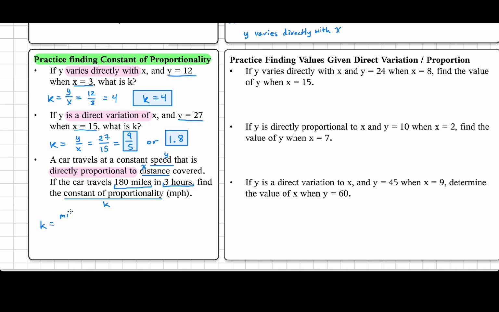So if I set up miles per hour, then the miles that were driven was 180 miles, driven in 3 hours. When we do the math on that, 180 divided by 3 gives us 60. So our k is 60 miles per hour. That's how fast the car was traveling.